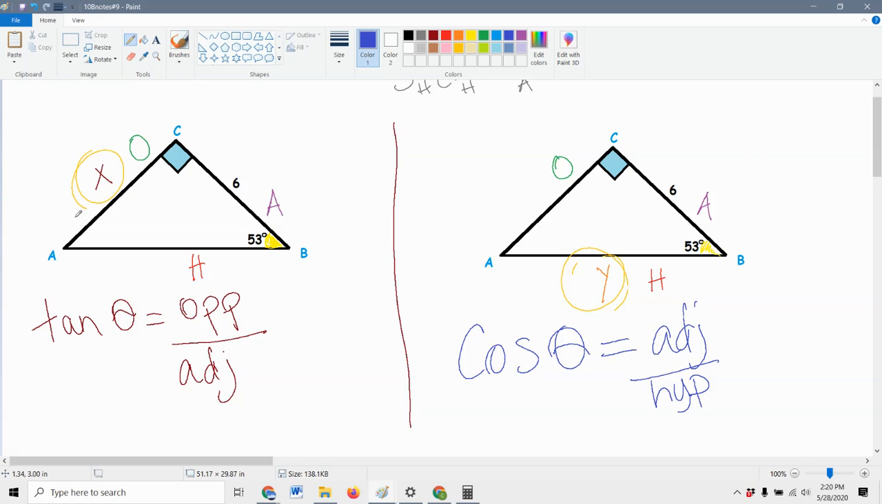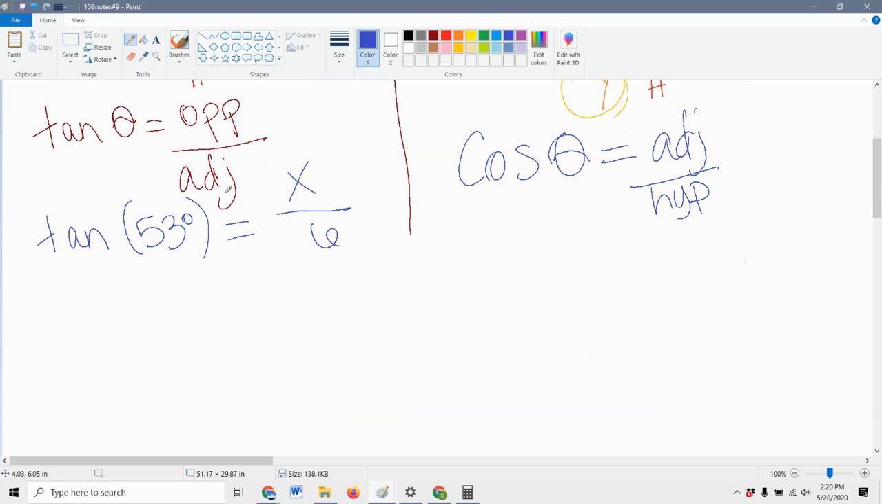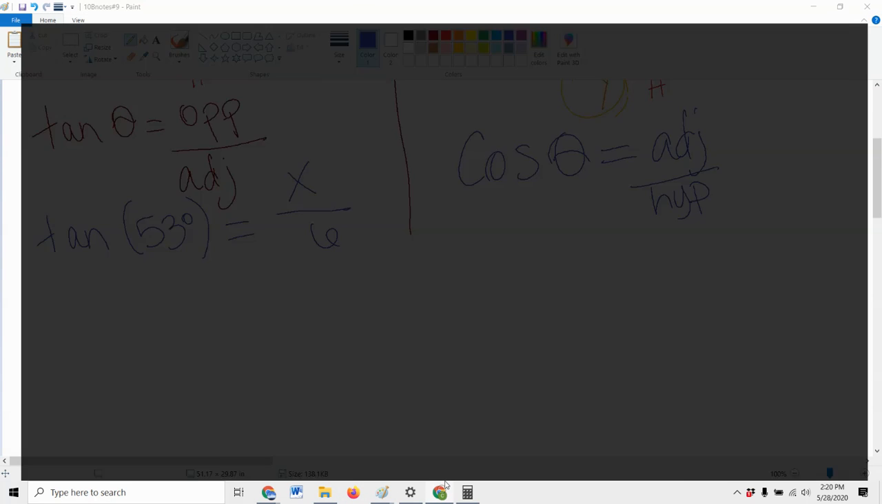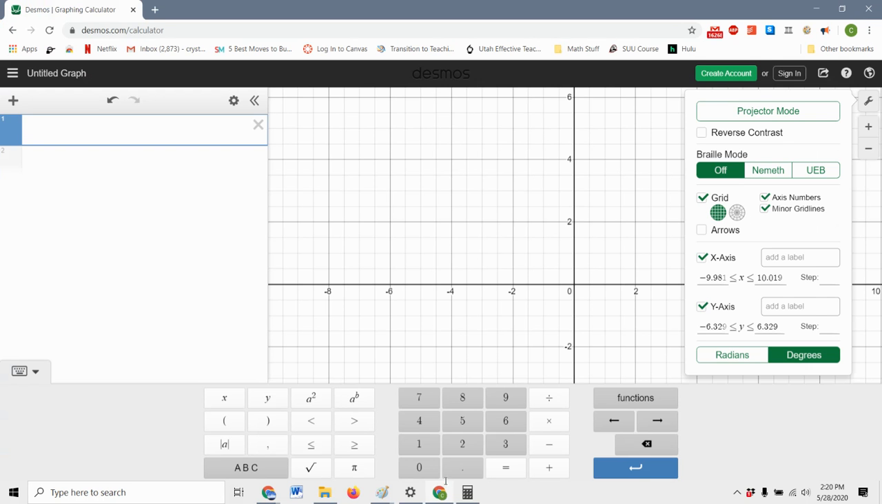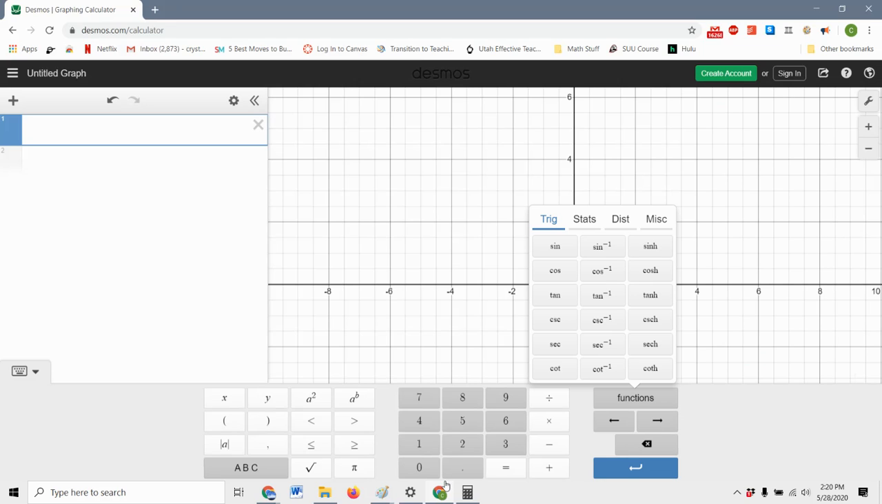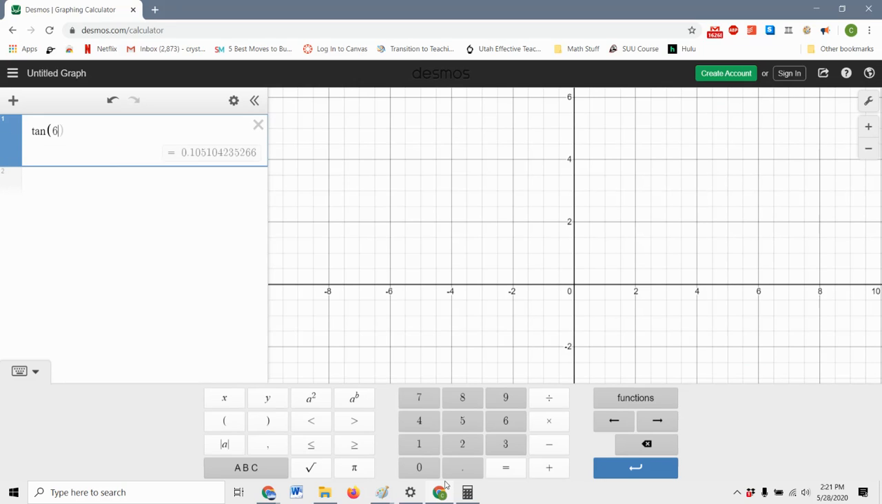Now over here, looking for x, let's substitute in for theta. We know the value for theta, so we can write the tan, instead of using that variable theta, we'll use 53 degrees. The opposite side is where we have our variable x, and the adjacent side we know is 6 long. We can use Desmos to find out what the tan of 53 degrees is. We'll make sure that we're in degree mode.